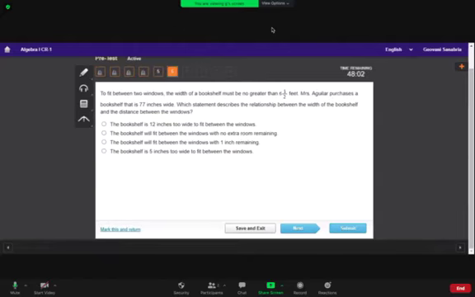Okay, 77 inches. Let's convert that to feet. Do you know how to do that? There's 12 inches per foot, right? So how many 12s fit into 77? It would be 6.41. Yes. So that fits, right? Because that's less than 6.5.